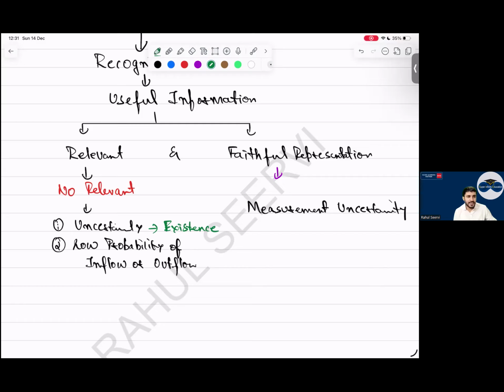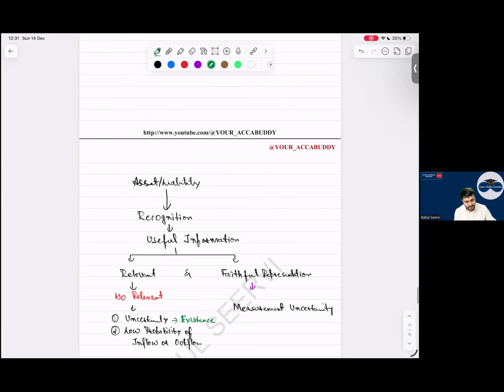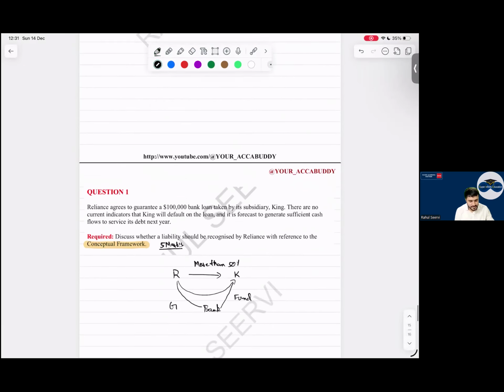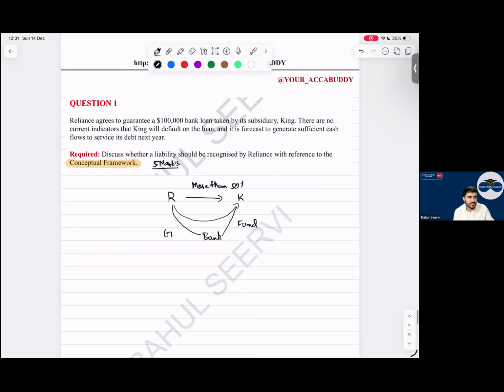Okay. Now say whether we should recognize or not in the given case, beta. Not recognize. We shouldn't. Why? Low probability of outflow. Good to know that.